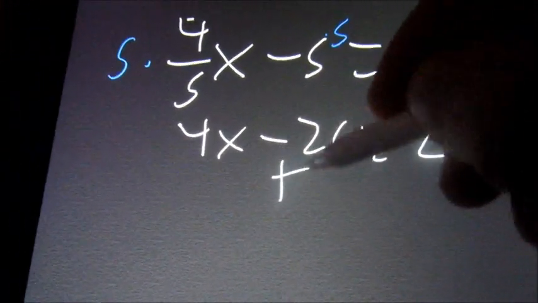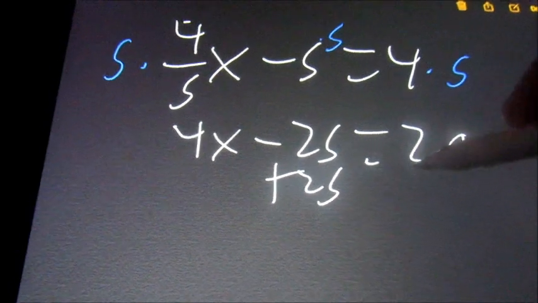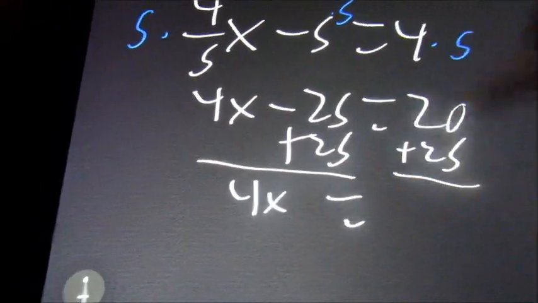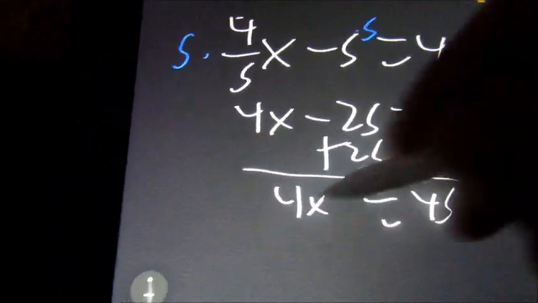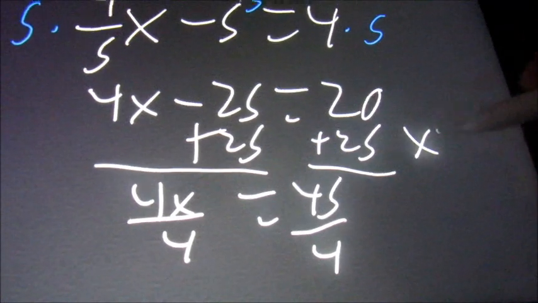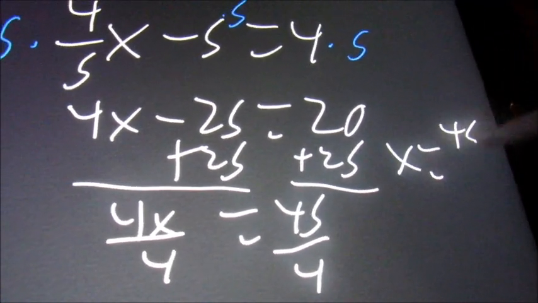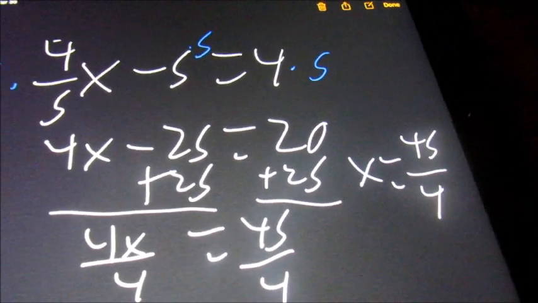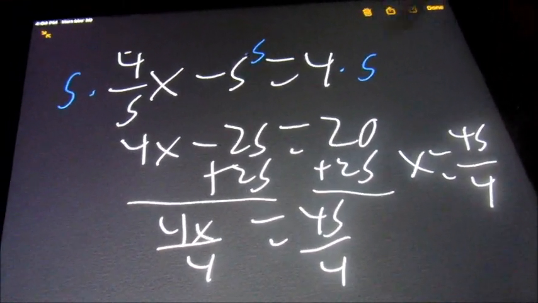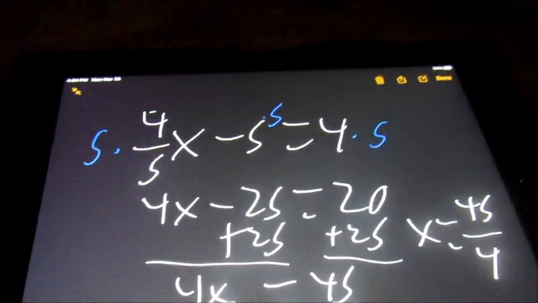Now I need to add the 25 to both sides. And we're left with 4x equals 45. Divide both sides by 4. And we get x equals 45 over 4. We can't do anything with that. This one is just going to be a fraction.